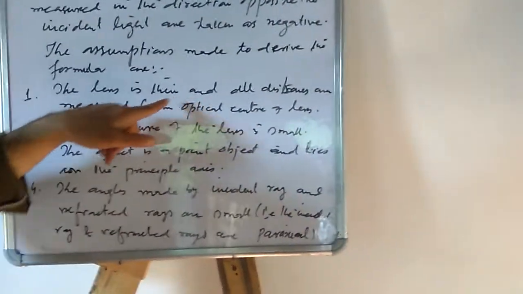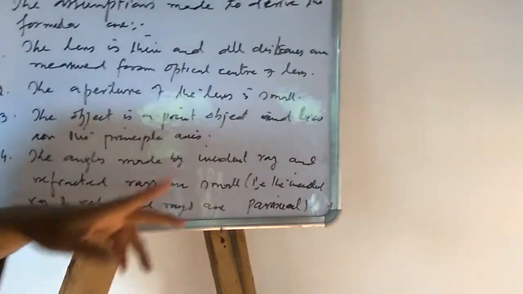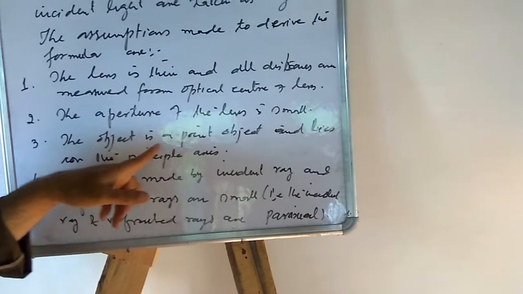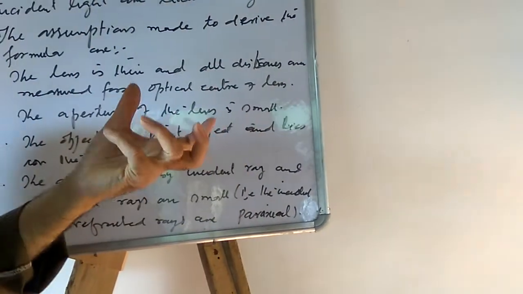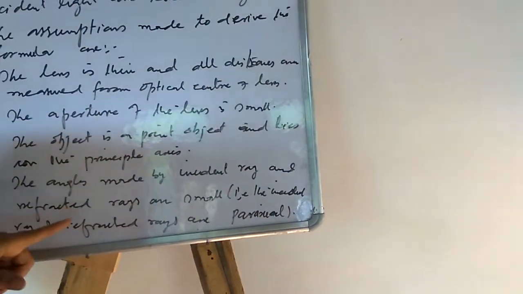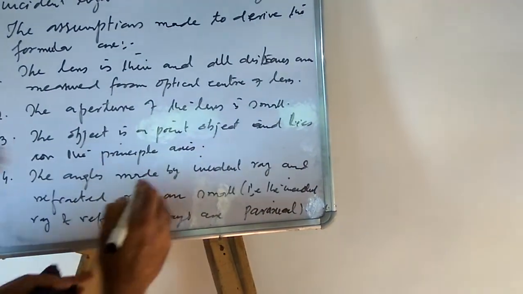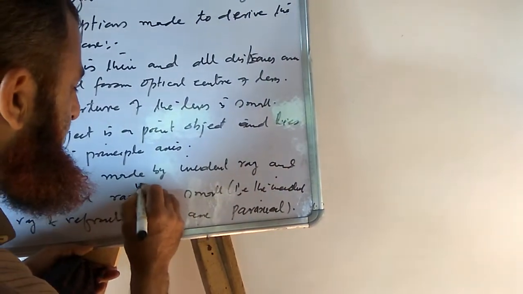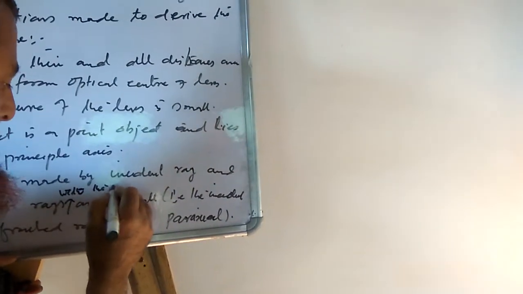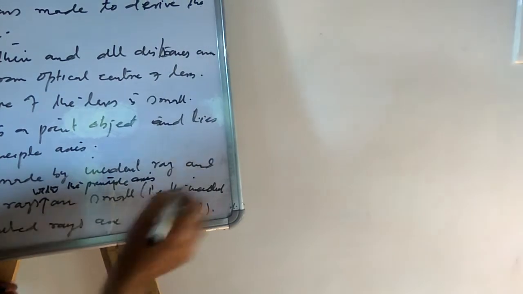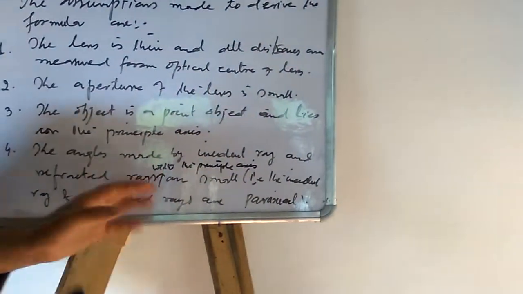So the first assumption: the lens is thin and the distances are measured from the optical center. Second, the aperture of the lens is very small. Third, we consider the object is a point object and it lies on the principal axis. Fourth, the angles made by the incident rays and the refracted rays with the principal axis are small, or in other words, the incident rays and refracted rays are paraxial.